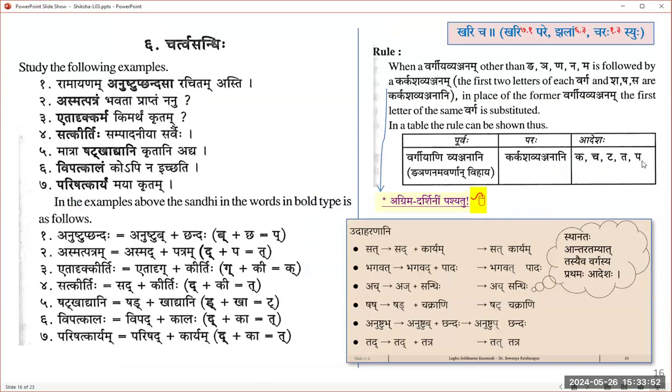Yes, Bhagini. In the fourth example, Satkirtihi Sampadaniya Sarvaihi. That relation between Satkirtihi and Sampadaniya. Satkirtihi is Strilinga pada, just like Matihi, Mati, Matyaha. In the same way Kirtihi, Kirti, Kirtyaha, something like that will come. Anyway, that is a Strilinga pada. That's why Sampadaniya is in Strilinga.